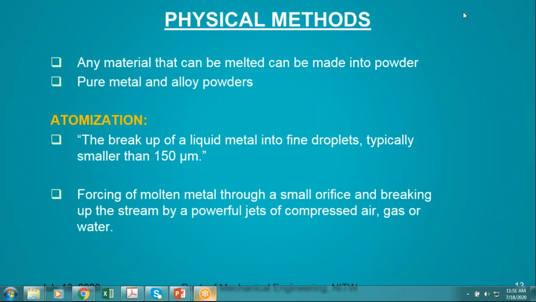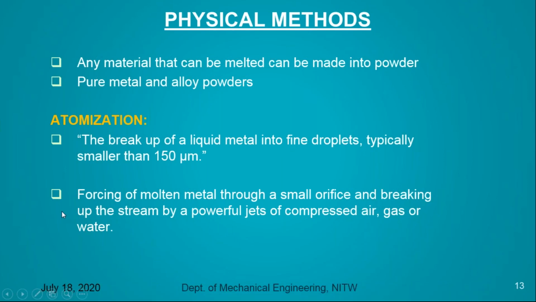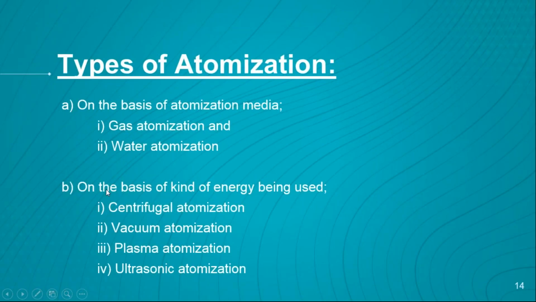And forcing of this molten metal through a small orifice and breaking it up into a stream by powerful jets of compressed air, gas, or water. This is how the atomization takes place to make it into powder particles. There are different types of atomization based on the atomization media, such as gas and water atomization, as well as based on the kinds of energy used for the atomization process, that is centrifugal atomization or vacuum atomization, or plasma atomization or ultrasonic atomization.